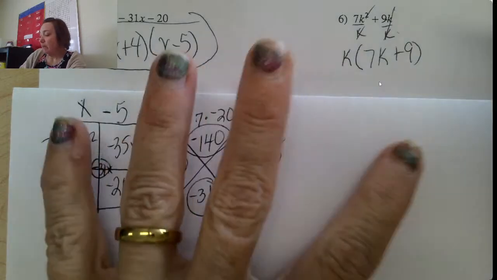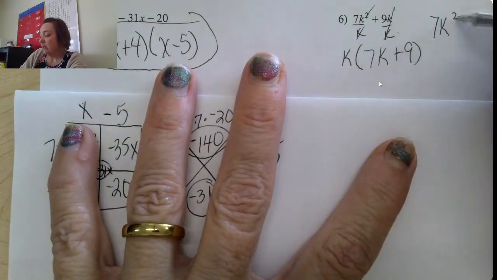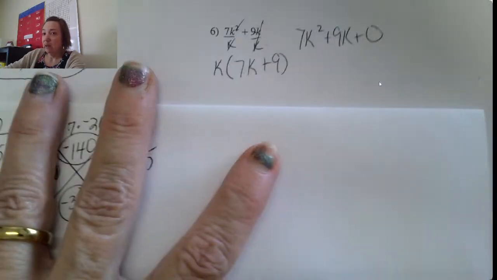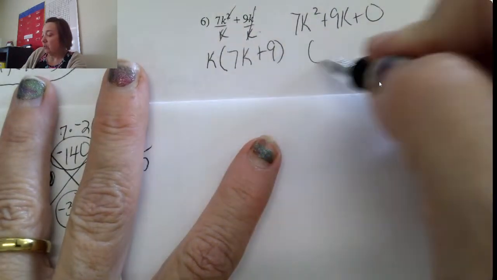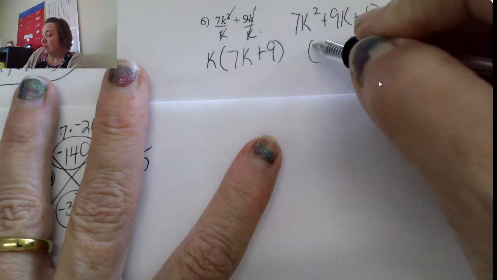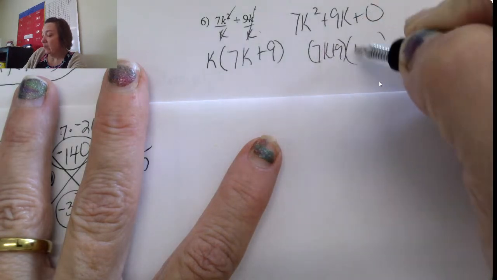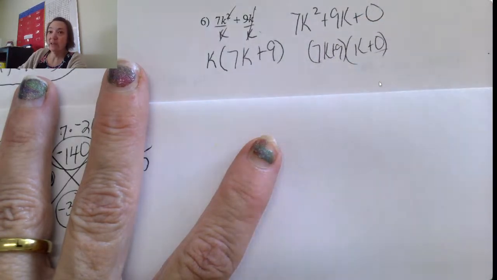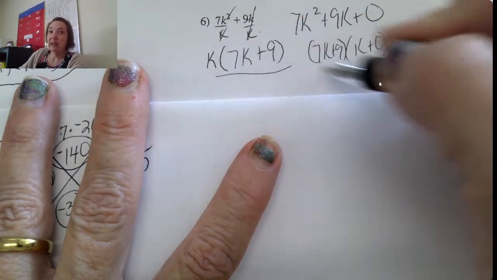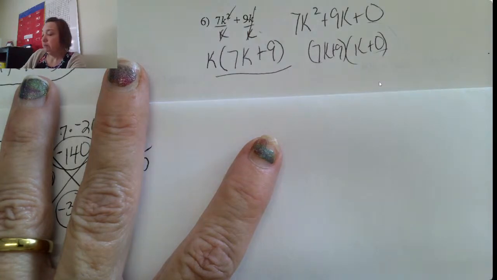Now, my first hour class wanted to know if they could add 0 like so, and then factor it like this, and you totally can do that. But what you wind up with is 7k plus 9 and k plus 0, and k plus 0 is just k. So you would write it like this even if you did it like that. Okay? Okay, let's look at 7.